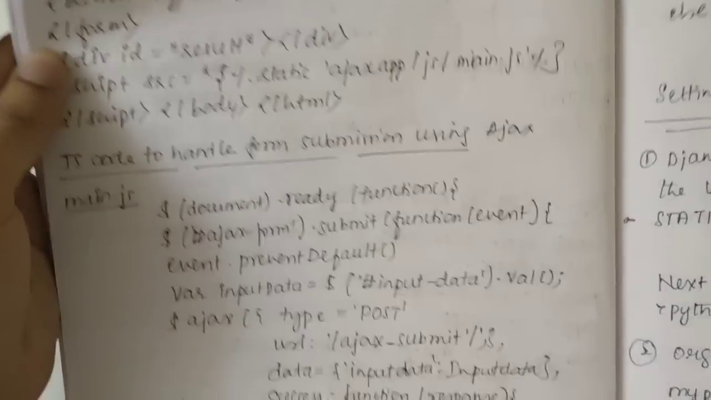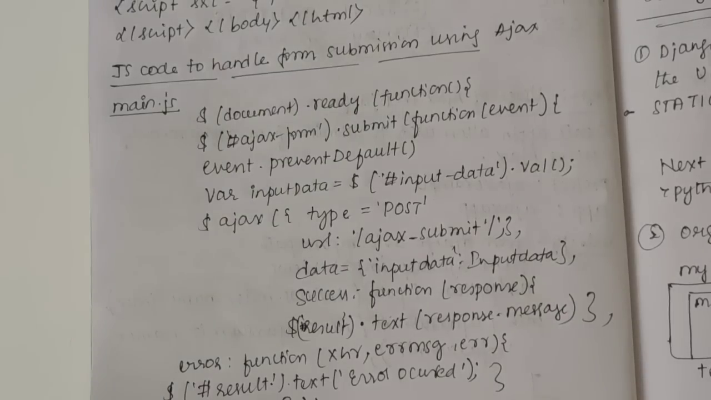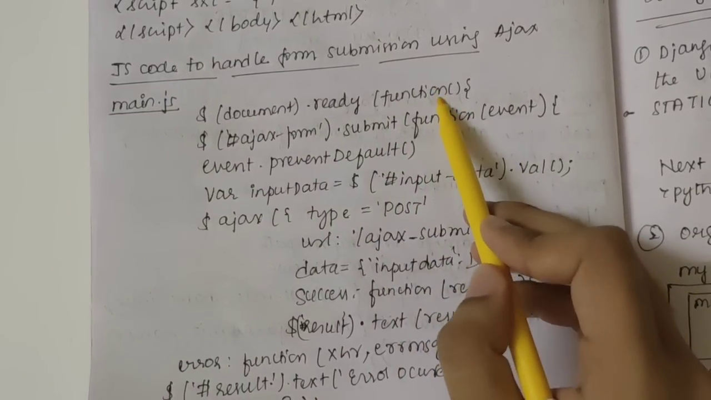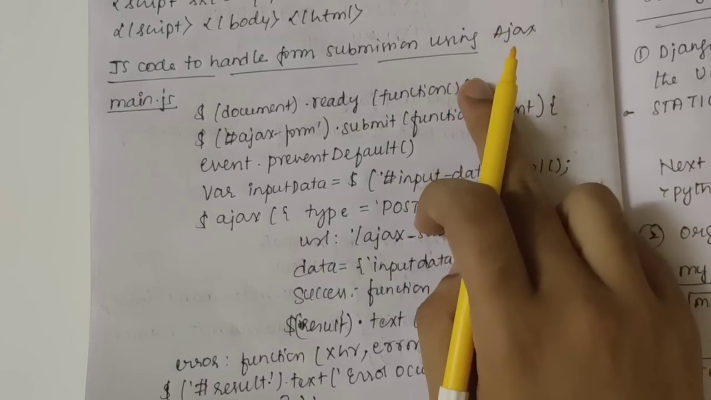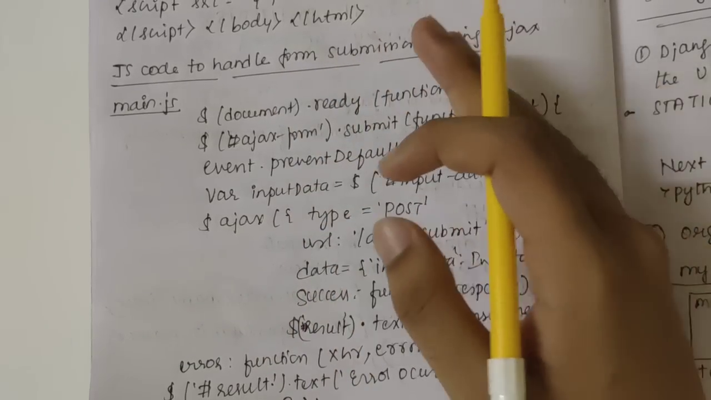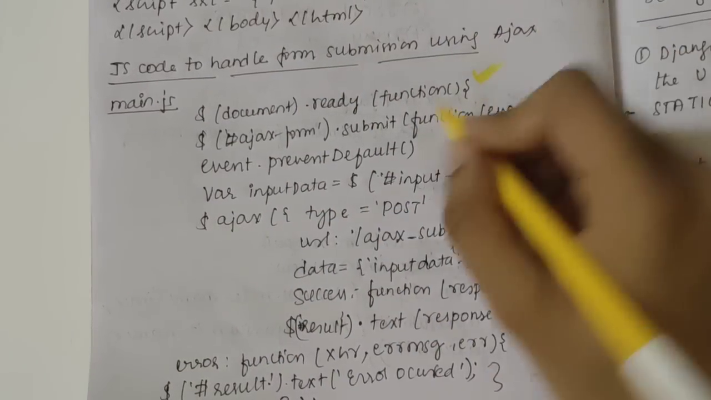Next we have the JS code to handle form submission using Ajax. So the first line is $(document).ready function. This ensures that the JS code inside the function will only run after the DOM, that is the structure of the web page, is fully loaded.